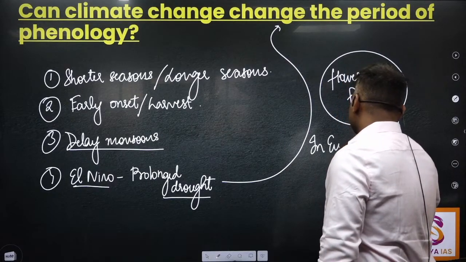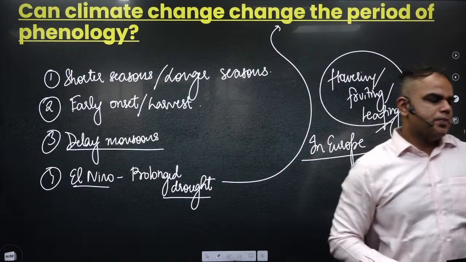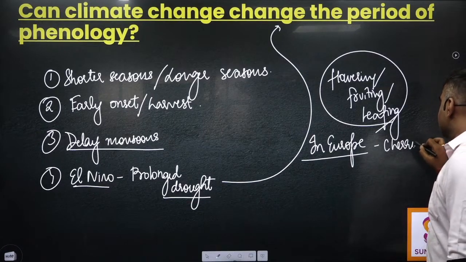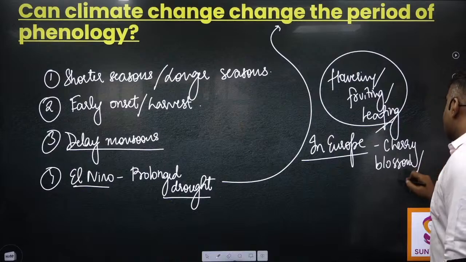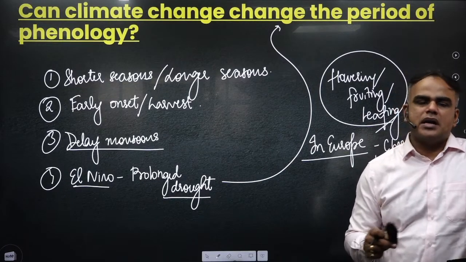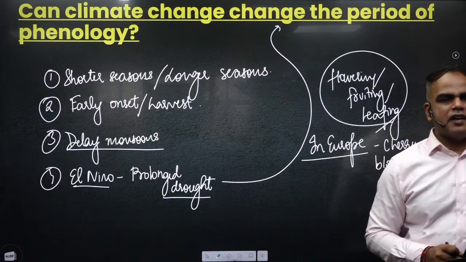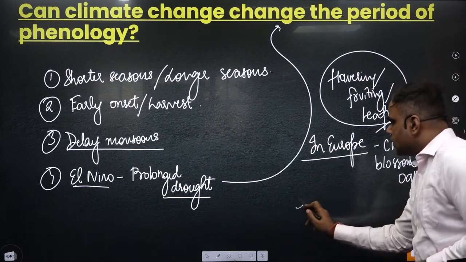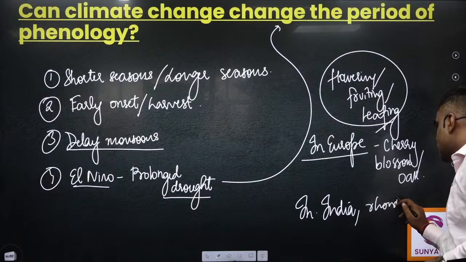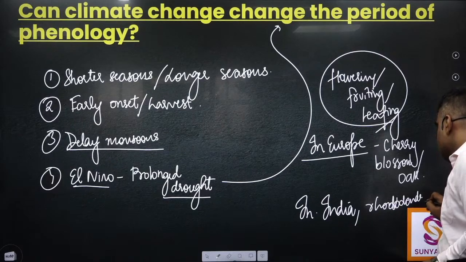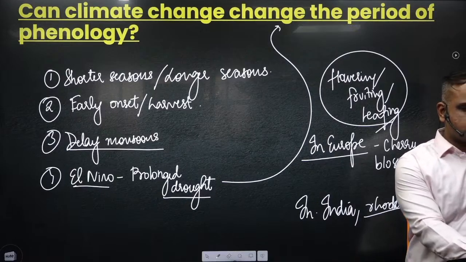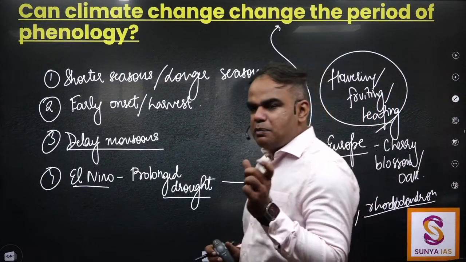In Europe, species like cherry blossoms and oak trees have been observed to bloom earlier. In India, this example we have seen in the previous one, the rhododendron. In India, rhododendron in Himalayas has shown early blooming.